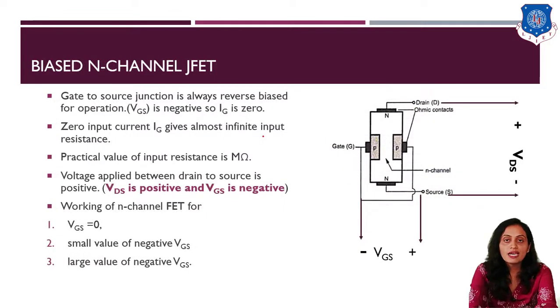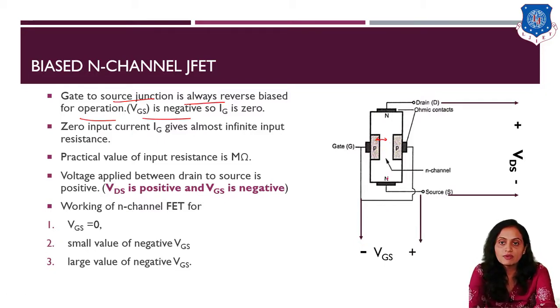Now we will see the biased N-channel JFET. The gate to source junction is always reverse biased for operation of the JFET. This is a very important point. You need to remember that VGS will be such that it will keep this PN junction always in reverse bias. As we have a P-type gate, we are going to apply the gate to source voltage such that it forms a reverse bias between this P and N-type substrate.